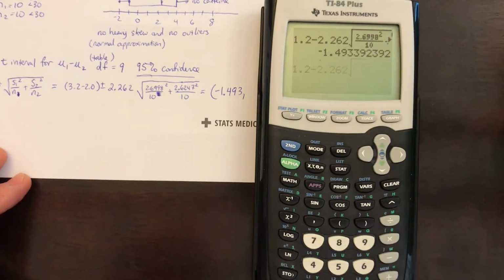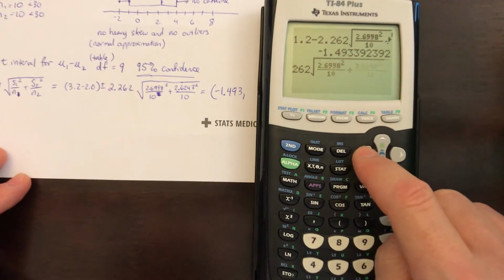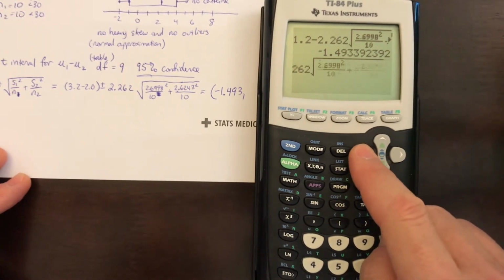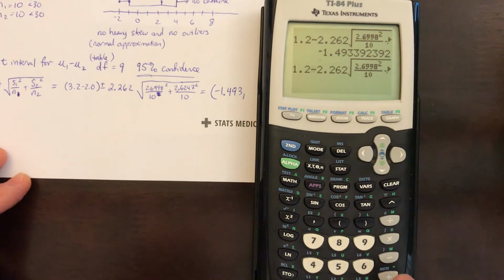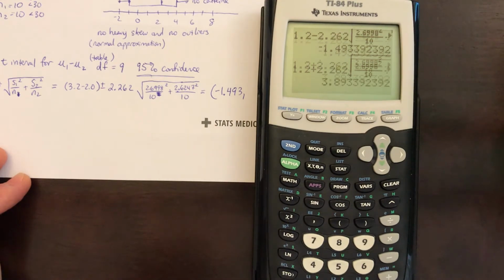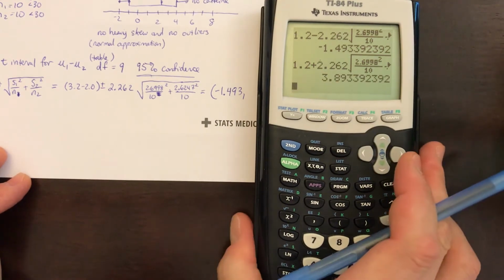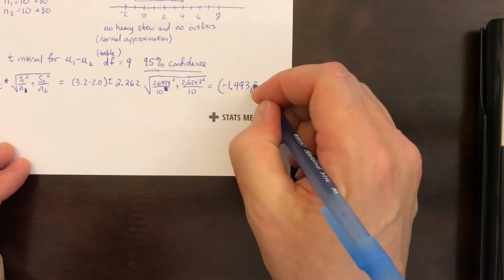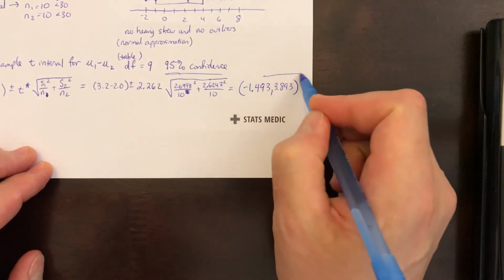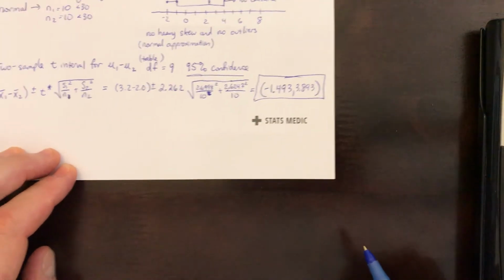And then if I take this, now I need to do addition, come all the way over, 1.2 plus, because it was plus or minus. So we went to the left, that's the left bound, and we need the right bound, which is 3.893. Okay, this is our confidence interval if we work this by hand.